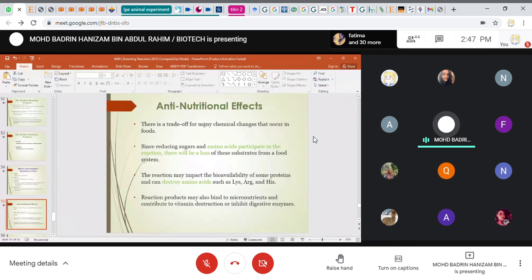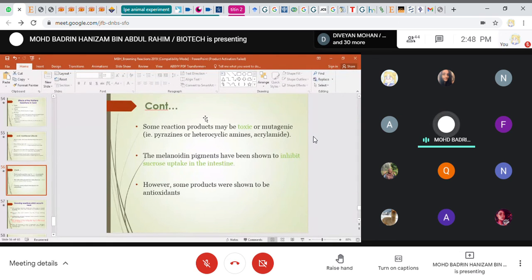So there is a trade-off for many chemical changes that occur in food. Since reducing sugar and amino acid participate in the reaction, there will be loss of these substrates from the food system, and the reaction may impact the bioavailability of some protein. For example, if you need this protein, because of the Maillard reaction you might not get it, because the amino acid will be destroyed. Reaction products may also bind to micronutrients and contribute to vitamin destruction or even inhibit digestive enzymes.